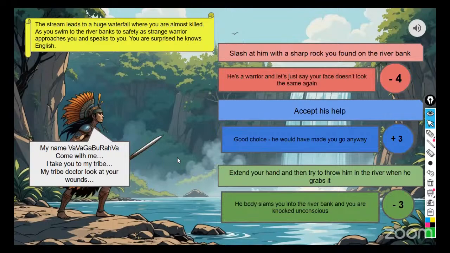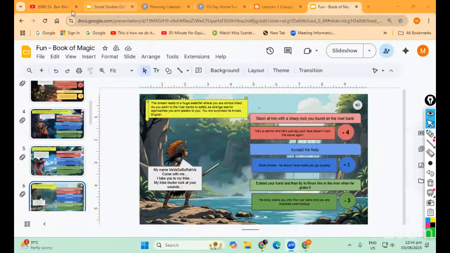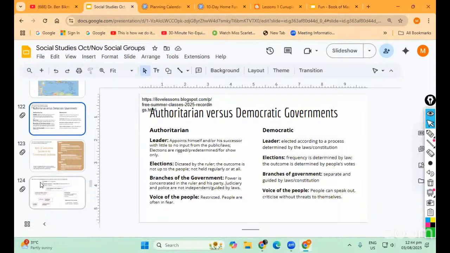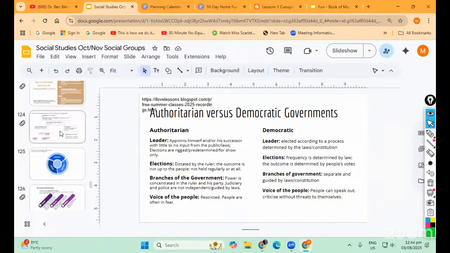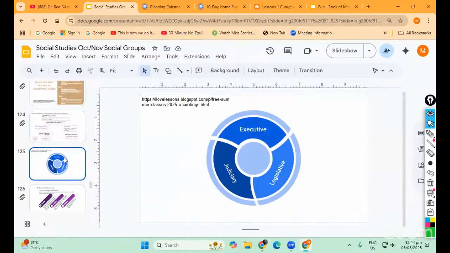Okay, accepting his help was the best option. If we slash him, he's a warrior and he scars us for life. If you accepted his help, good choice. He would have made you go anyway. Trying to throw him in the river, he body slams you into the riverbank and you are knocked unconscious. All right. I hope some of you chose better ones than me. All right. Okay, the next thing I want to do is, I do have a diagram here, but let's do this first and then we'll come back to the diagram.